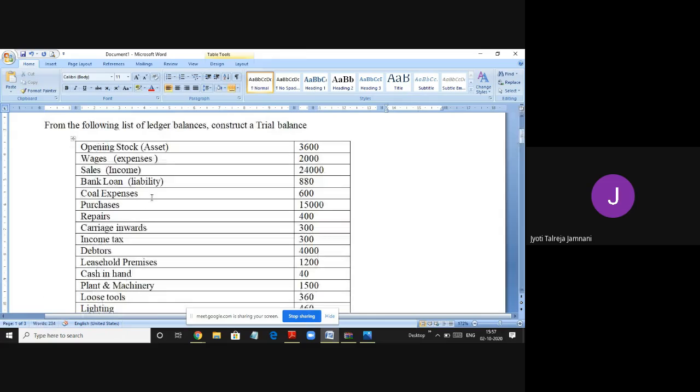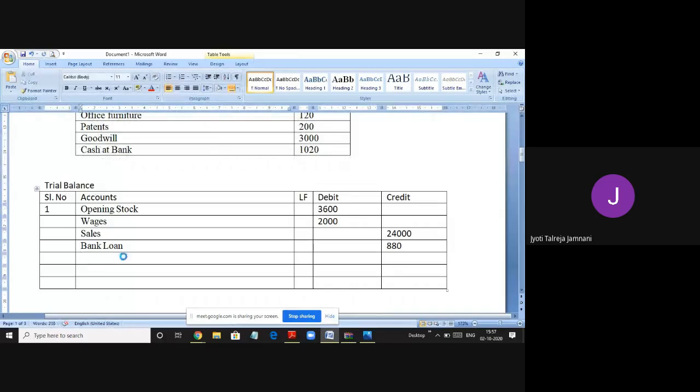Okay, the next is coal expenses. The word itself says expenses. So this is an expense. And what we do with expense, we take it on the debit side. 600 rupees, you take it on the debit side.